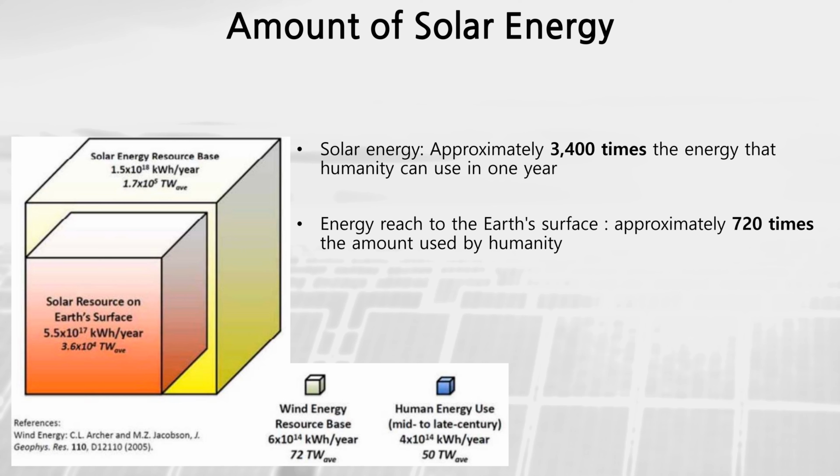Then, let's first look at why solar power generation is attracting attention. The energy that the sun sends to Earth is approximately 3,400 times the energy used by all of humanity. Even looking at the energy that reaches the Earth's surface, it is about 720 times greater than humanity's energy use. This is a truly enormous figure, considering that the total amount of energy contained in wind power is only 1.5 times the energy used by humanity.